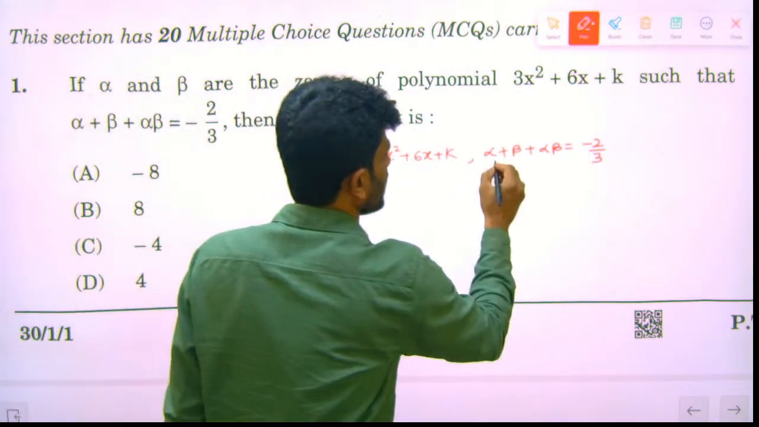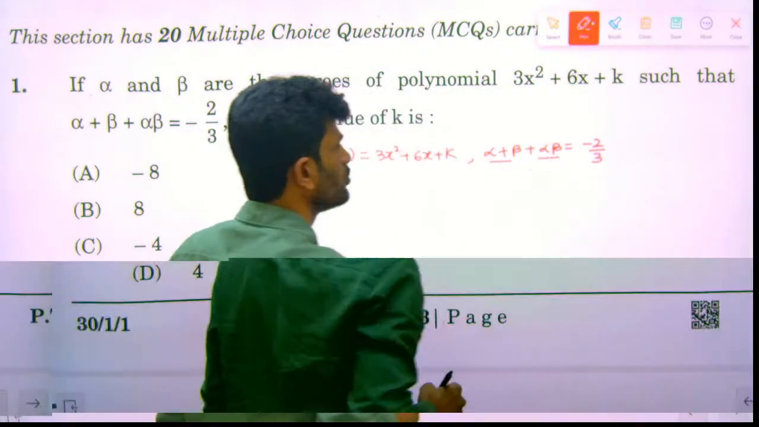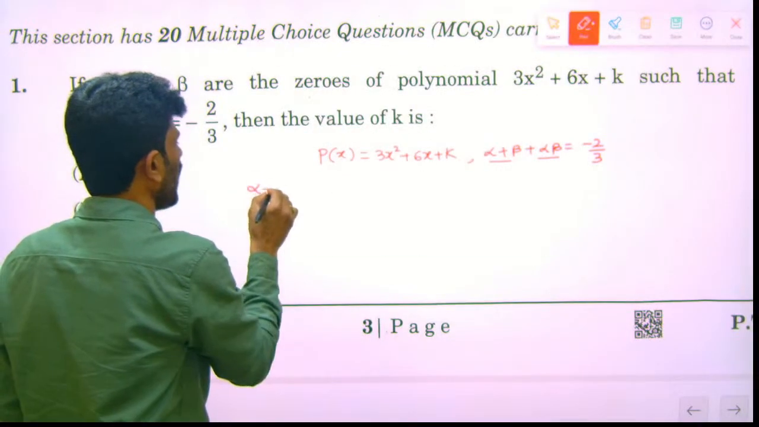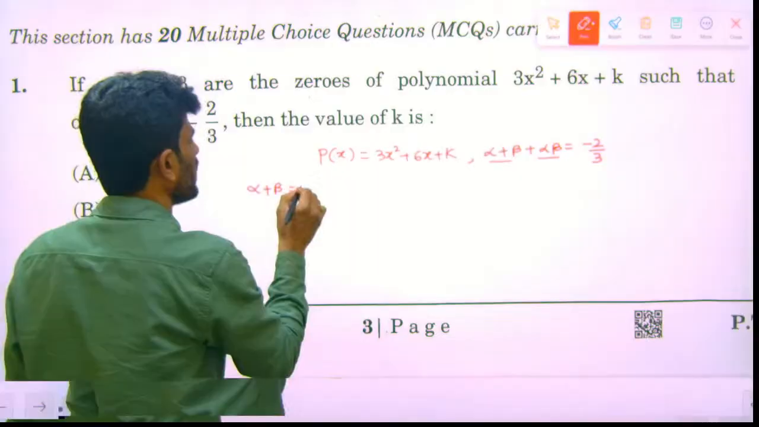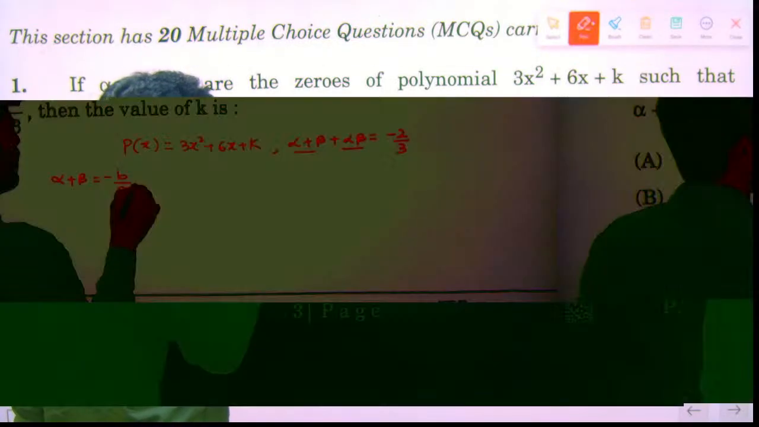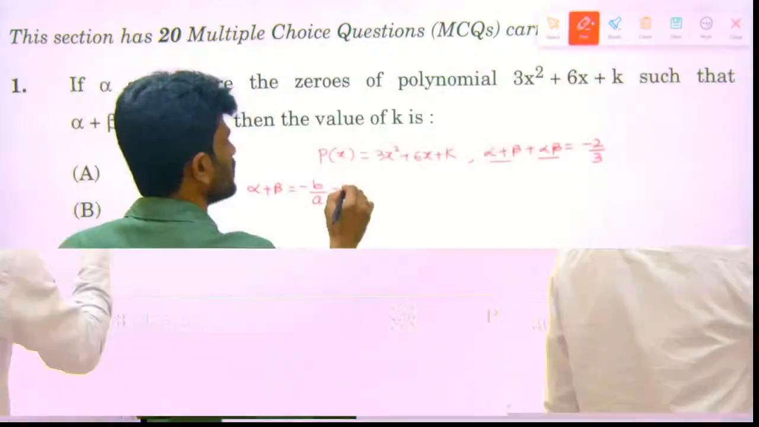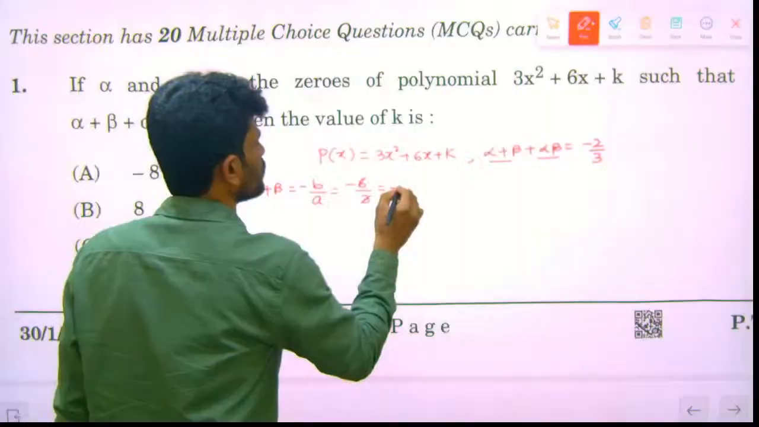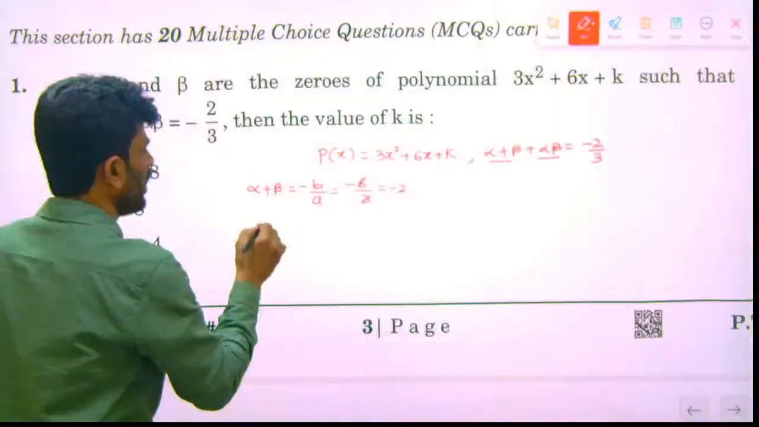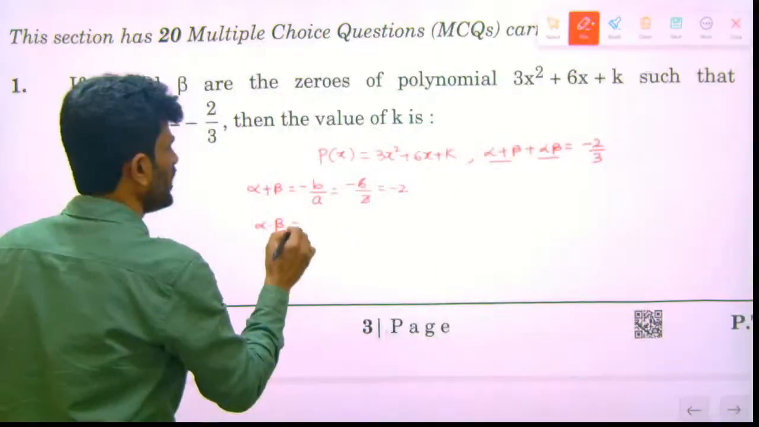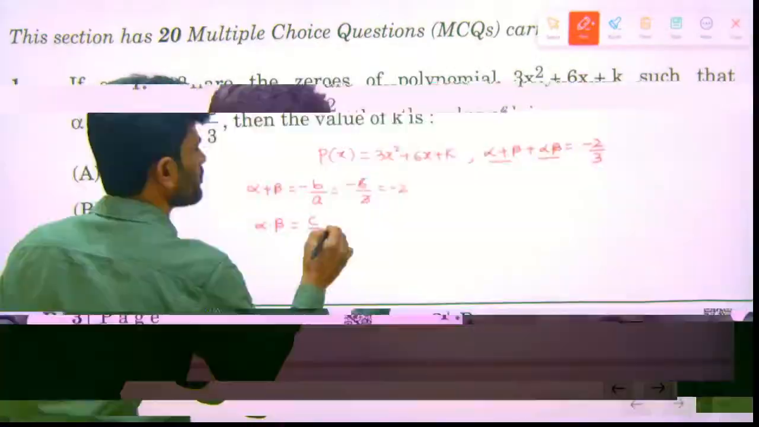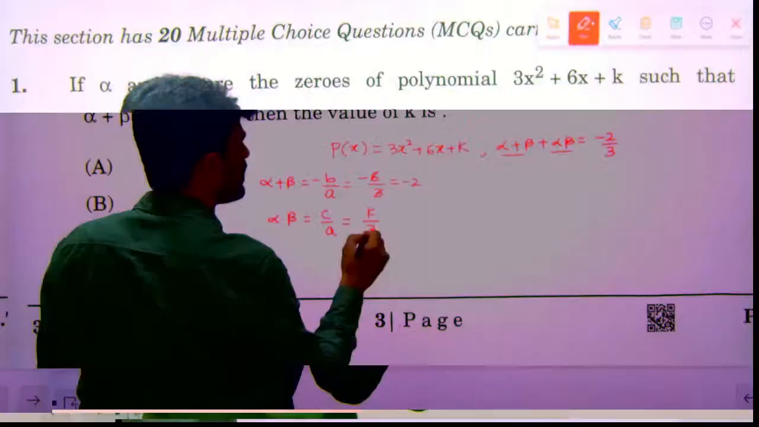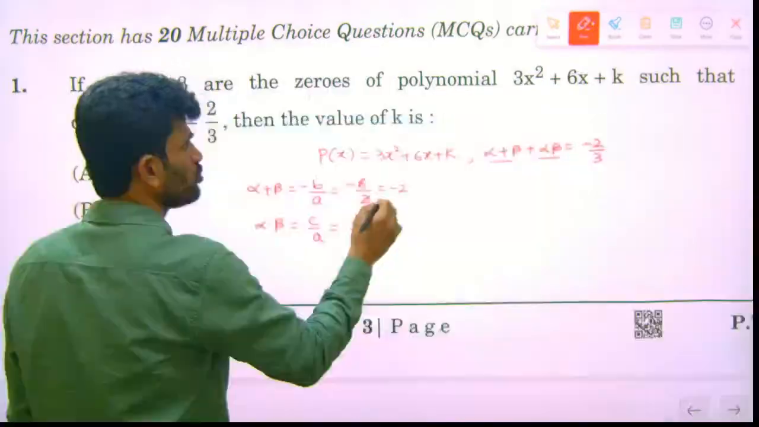Here alpha plus beta is there, alpha into beta is there. You know how to find alpha plus beta and alpha into beta. What is alpha plus beta? Alpha plus beta is minus b by a. Here b is 6. So minus 6 by 3. So what it is? Minus 2. Alpha plus beta is minus 2. And what is alpha into beta? C by a. What is c? k. What is a? 3. k by 3. So these two we have to substitute here.